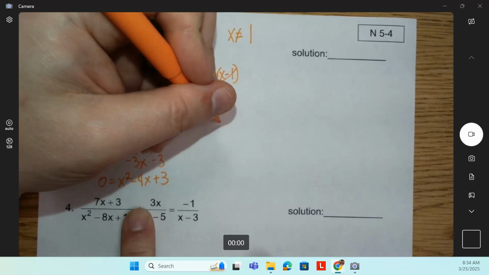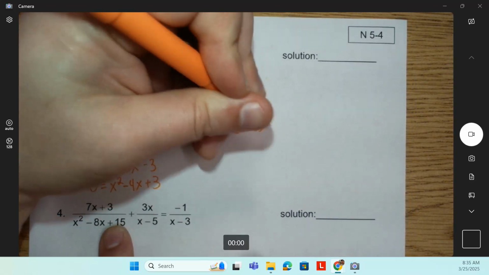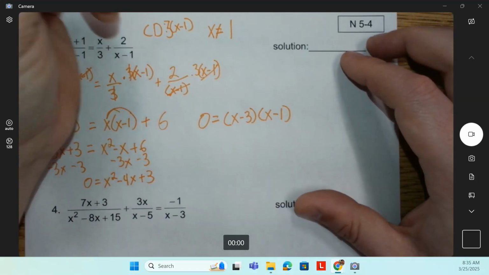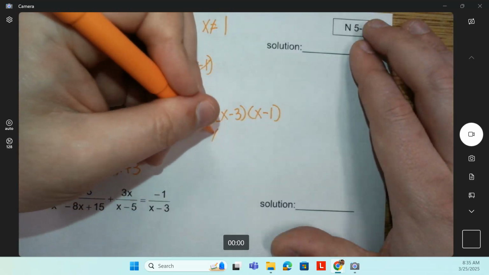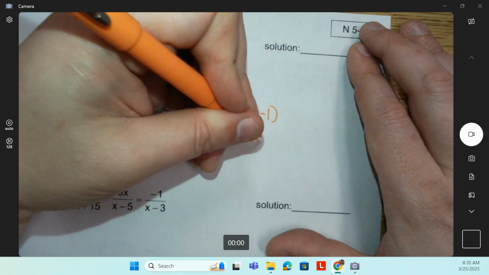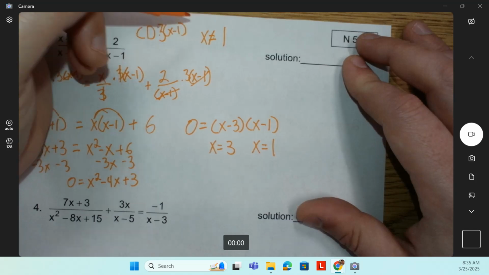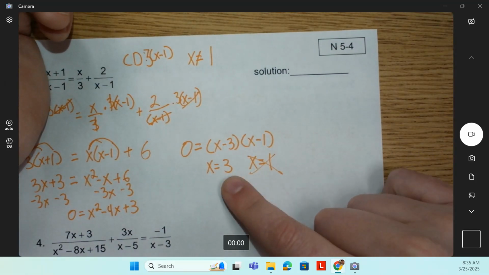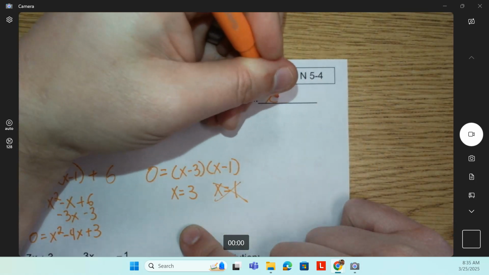So factored out, 0 equals x minus 3 and x minus 1. So that means if x minus 3 is equal to 0, then x would have to equal a positive 3, or x could equal a positive 1. So checking, it's not allowed to equal a positive 1. That means this is not a solution. So in this instance, I'm only left with 1 that works out for me. And so my only solution here would be x equals 3.